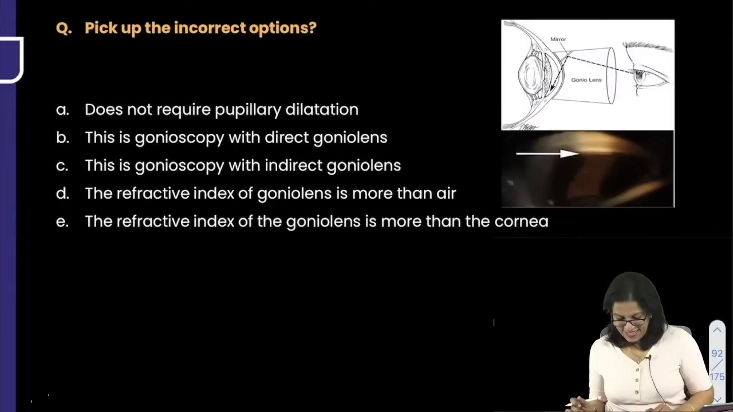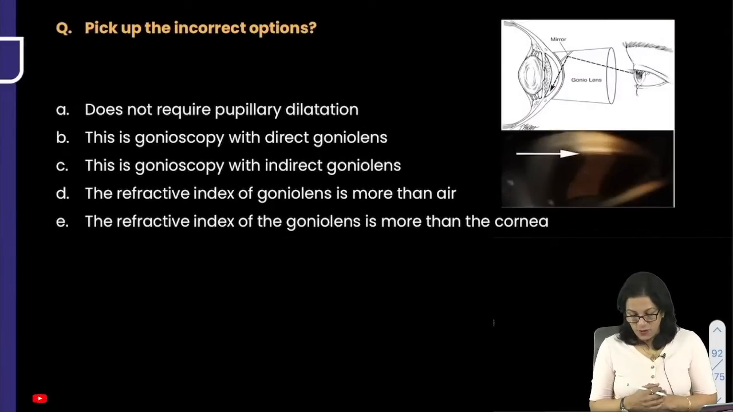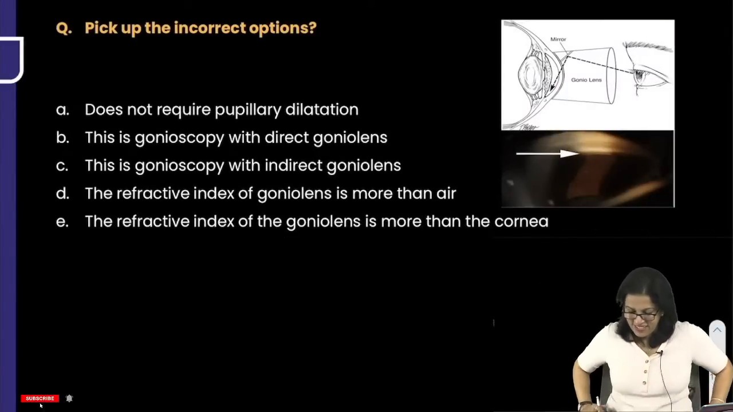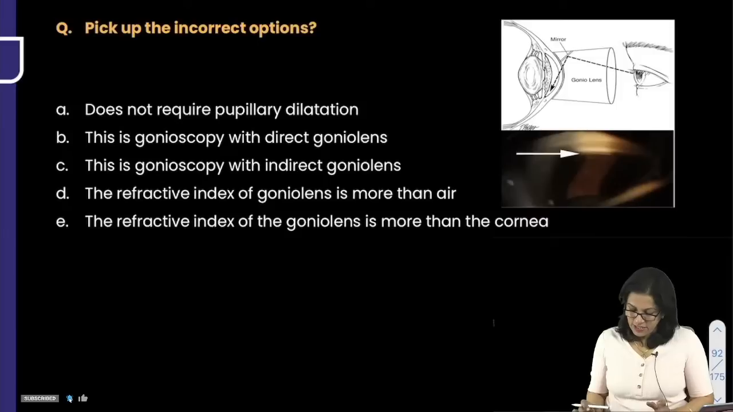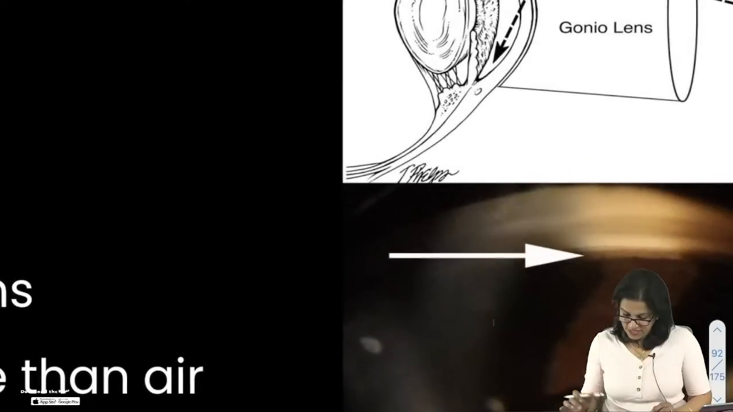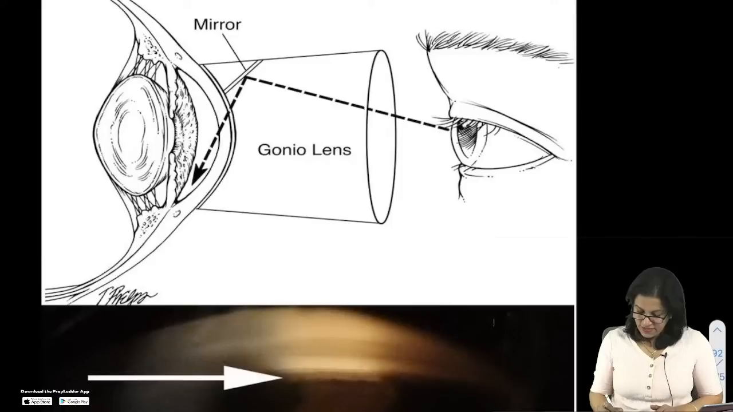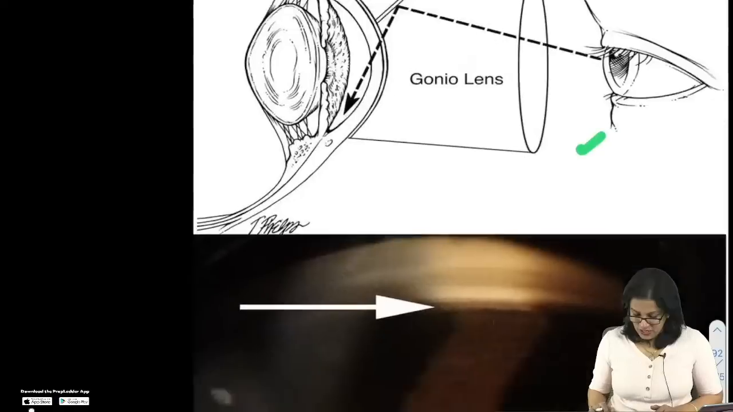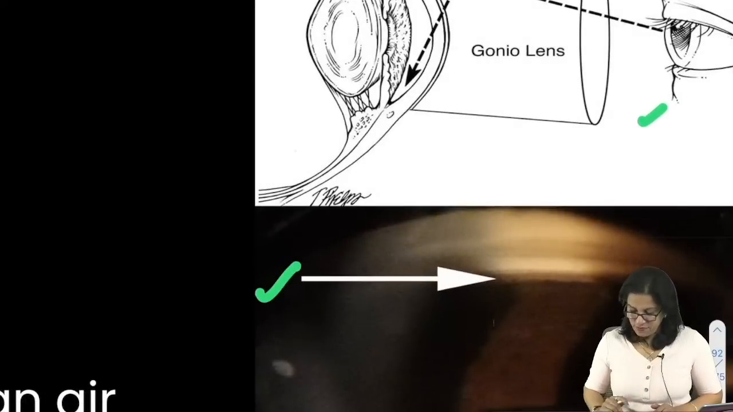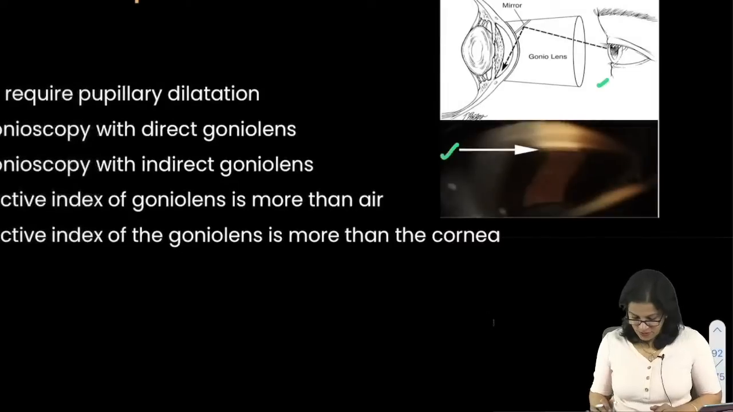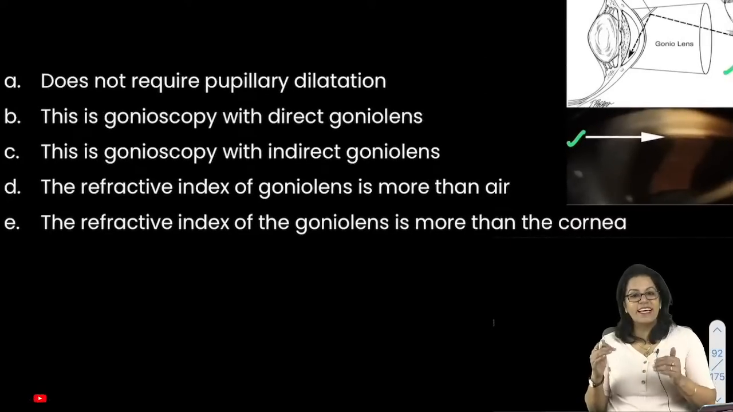Okay. We come to the next question. So pick up the incorrect options here. All of you, what is an incorrect option in this? What you are looking at here is gonioscopy. I hope you have understood this. This is a gonio lens. This is an indirect one because it is reflecting from the mirror, and then we are able to examine the patient, right? So this is how the gonioscopic view looks. Okay, so pick up the incorrect options here.